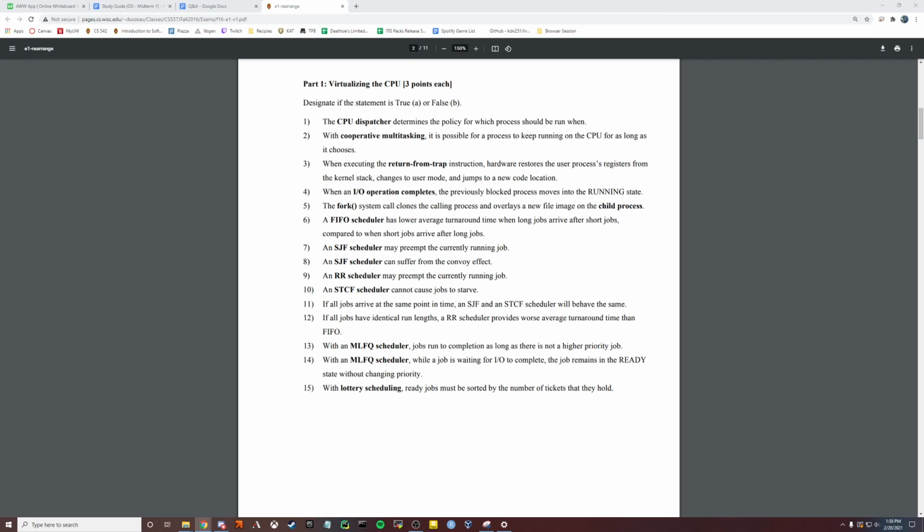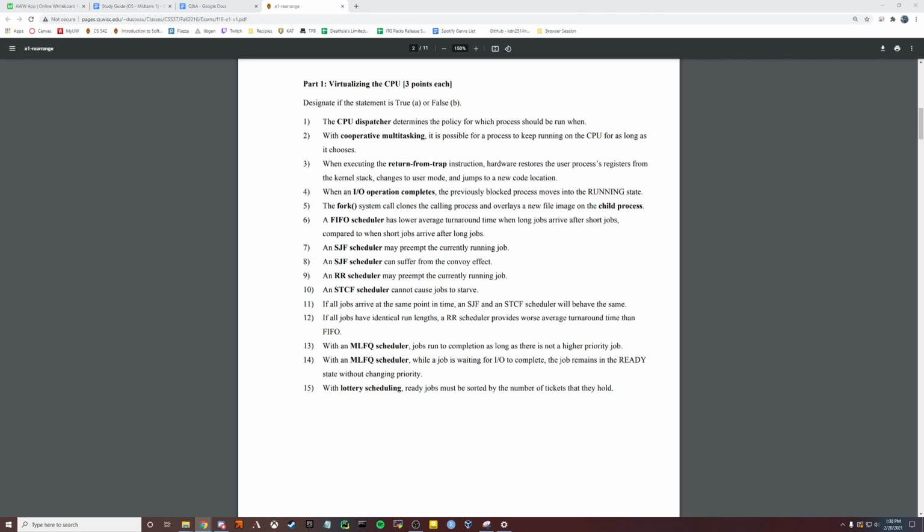If all jobs arrive at the same point in time, shortest job first and shortest time to completion first will behave the same. This is true. They only behave differently if jobs arrive while some jobs are already running, in which case STCF may preempt. Solid.